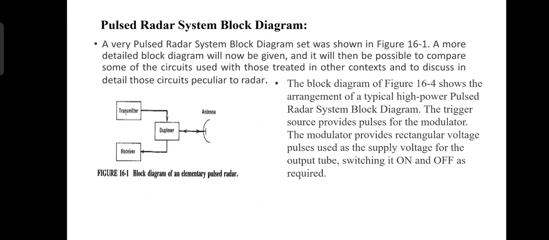A more detailed block diagram will now be given, and it will then be possible to compare some of the circuits used with those treated in other contexts and to discuss in detail those circuits peculiar to radar. The block diagram of the figure shows the arrangement of a typical high power pulsed radar system. The trigger source provides pulses for the modulator. The modulator provides rectangular voltage pulses used as a supply voltage for the output tube, switching it on and off as required.